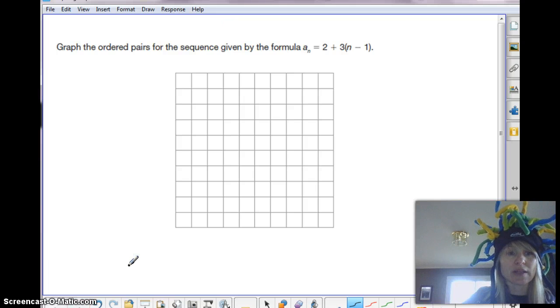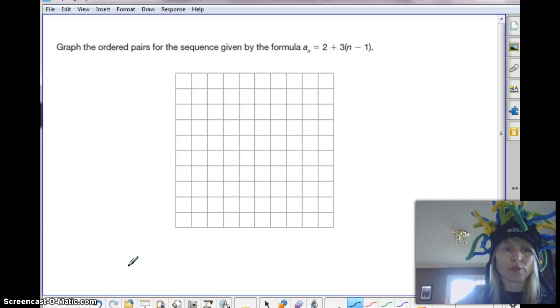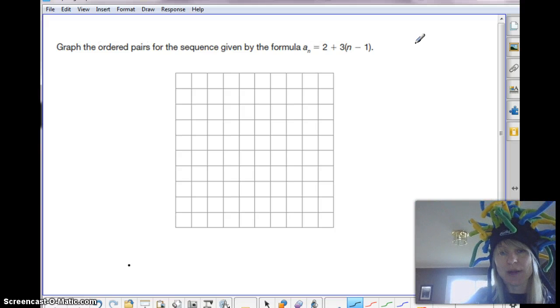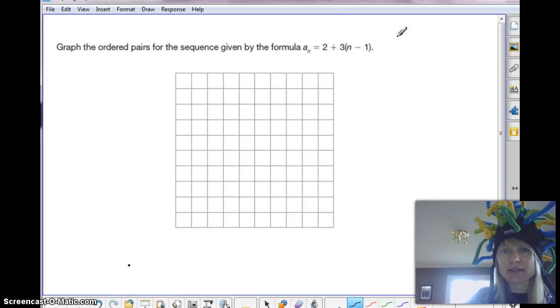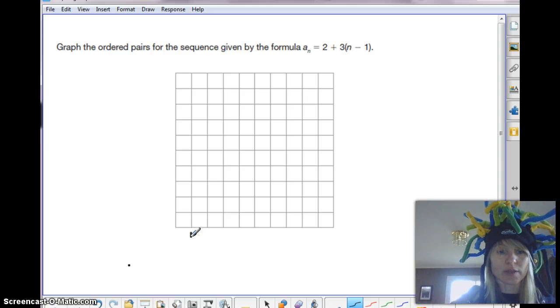So you have something like this on your test review. It says graph the ordered pairs for this, okay? So I'm going to do the same thing. This gives me my sequence, right? So I can just number this 1, 2, 3, 4, 5.